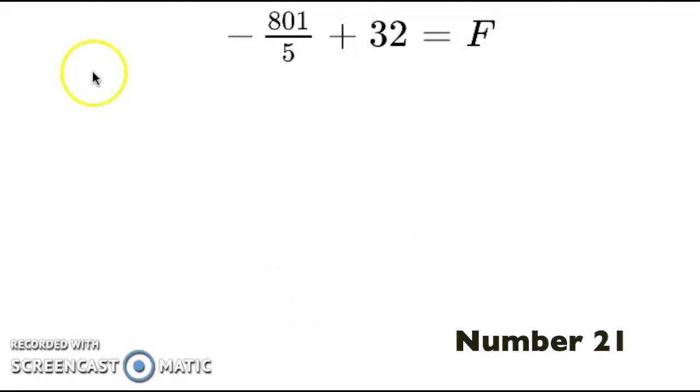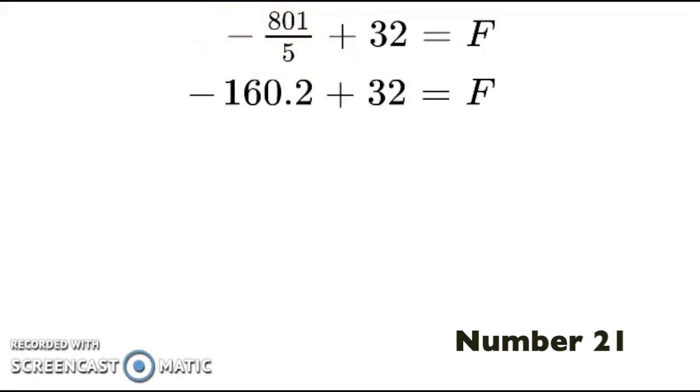So what we do is turn this into a decimal, negative 801 over 5, which is negative 160.2, plus 32, which gives us negative 128.2. So in Fahrenheit, that is negative 128.2 degrees. And that's the answer.